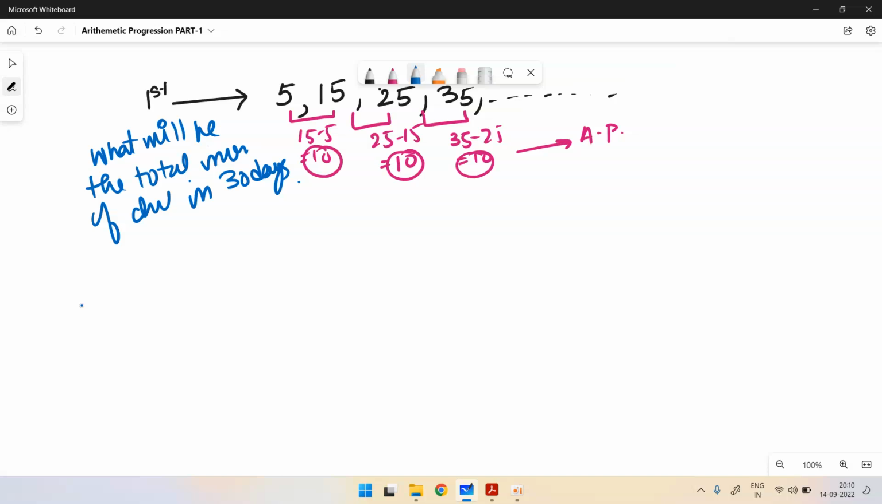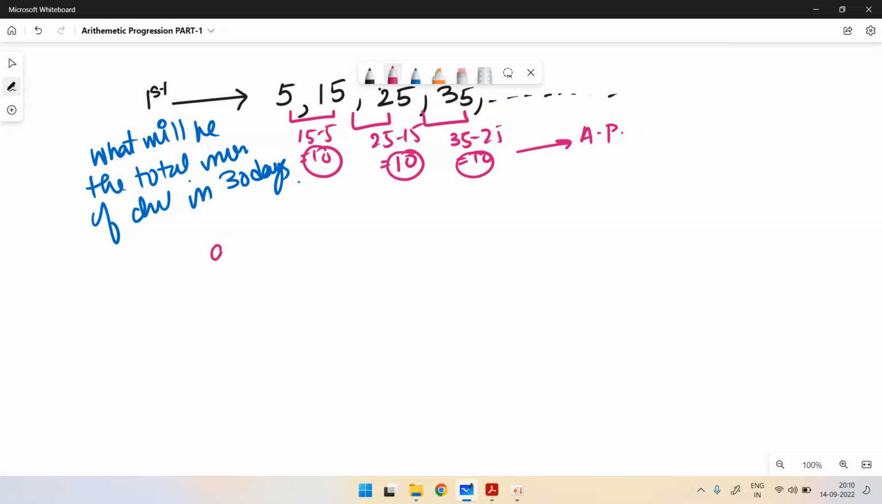Now how will you do it? One way is to write the whole complete series and keep adding: 5 plus 15 plus 25 plus 35 plus 45 and so on. You add till you calculate everything. Now the second option is to derive a formula. How will you get the formula from this particular formula?